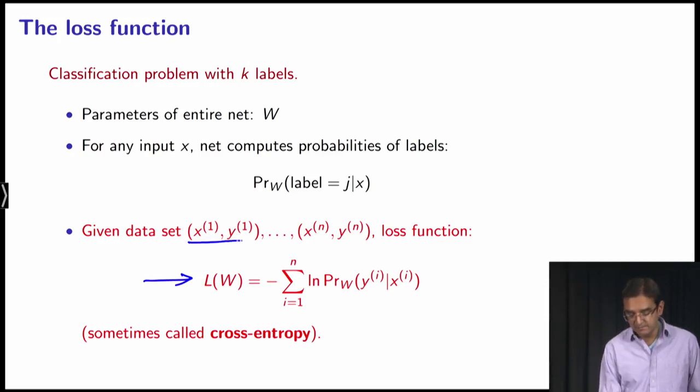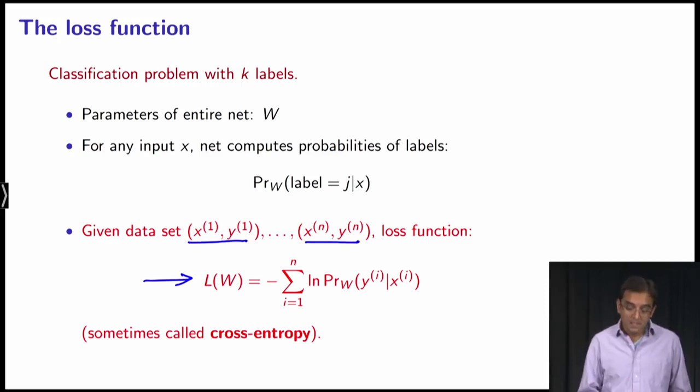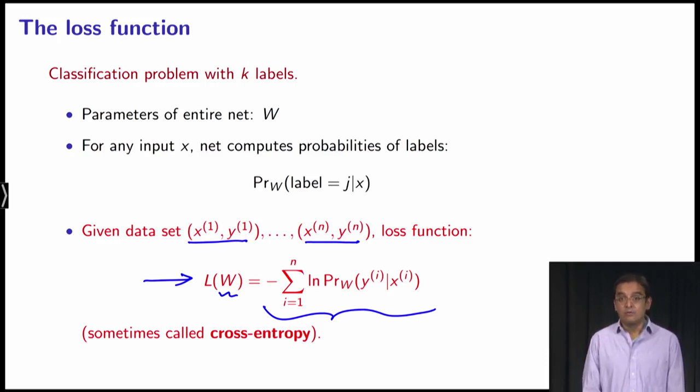Given a data set of n training points, we want to find the set of parameters w, the parameters for the entire net, that minimize this loss function. And if you notice, this is exactly the loss function that we use in the case of logistic regression. It's sometimes called the cross entropy. Now, in the case of logistic regression, it turned out that this was a convex optimization problem, a very nice problem. Is that still the case when we're dealing with neural nets? Sadly, no. In fact, it is very, very far from convex.